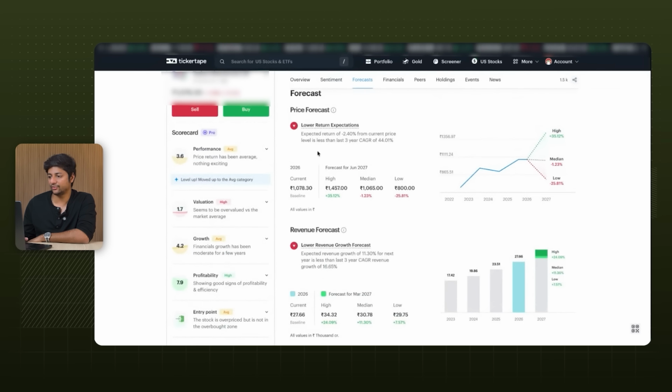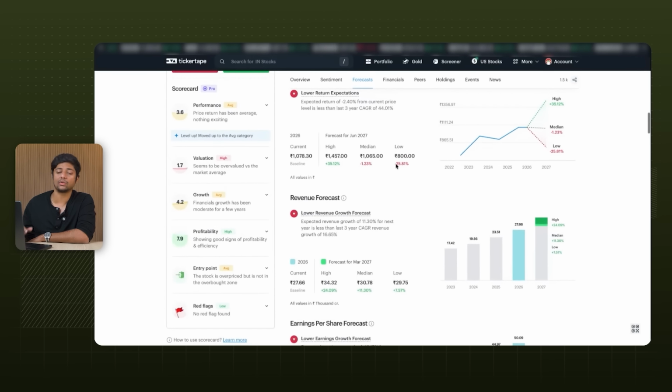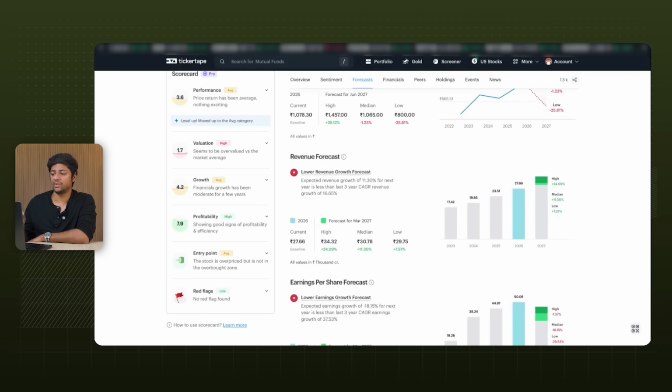These are the price forecasts that they have. As you can see, the price forecast: high, median, low. This is very important for you to understand whether this risk reward ratio is good or bad, depending on how the price movement can happen. But please understand, it's a forecast. Don't take it as the ultimate truth.